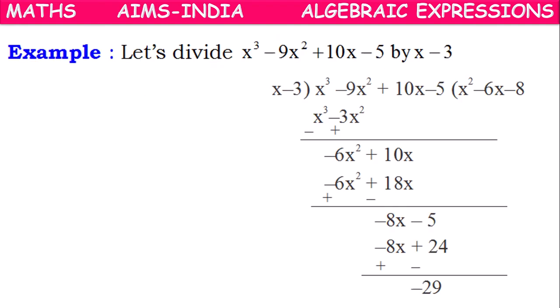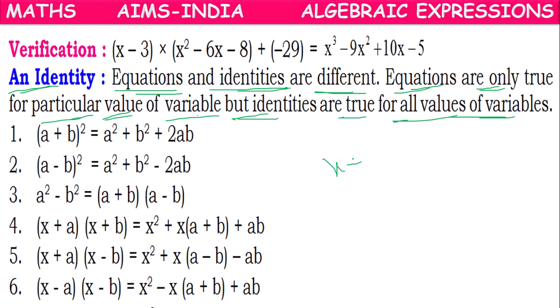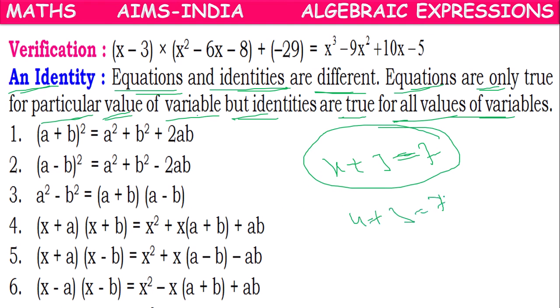Next we have identity. So equations and identities are different. Equations are true only for particular values of the variable, but identities are true for all values of variables. Suppose x plus 3 equal to 7. Is it an identity or equation? In the place of x, if we keep 4, then only it will be true. If we keep other values like 1, then it will be false.